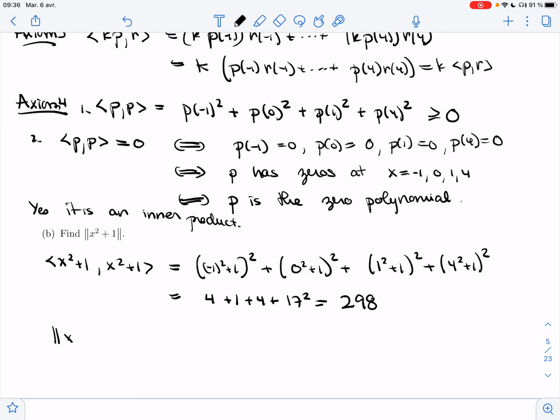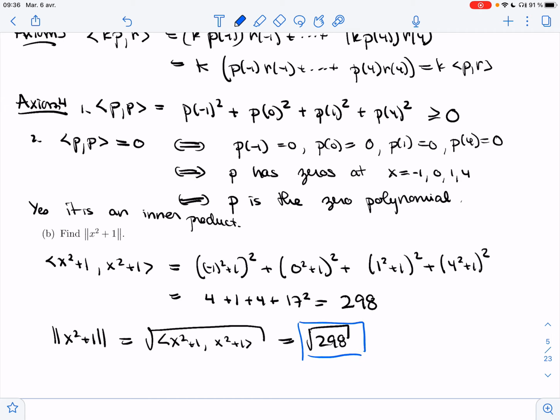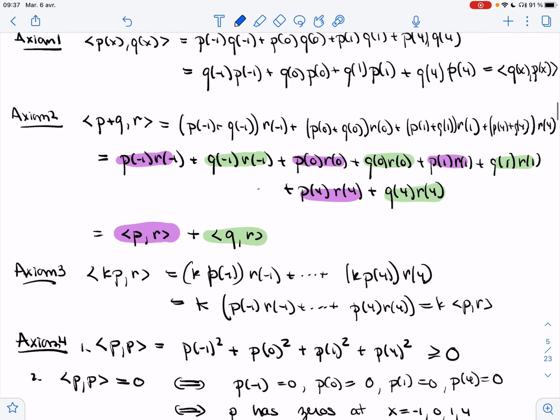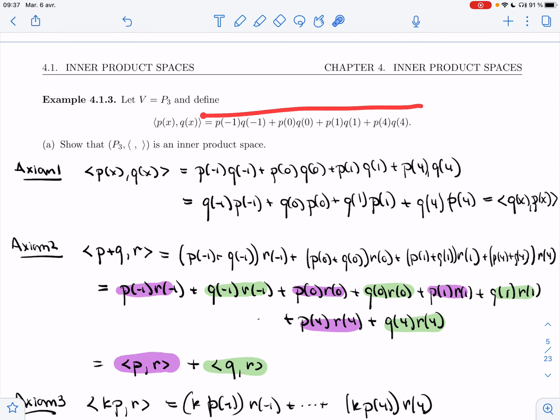And so the length is the square root of that number, and that's the square root of 298. All right, so we can talk about lengths. We could talk about distances between polynomials as soon as you settle on a choice of an inner product.